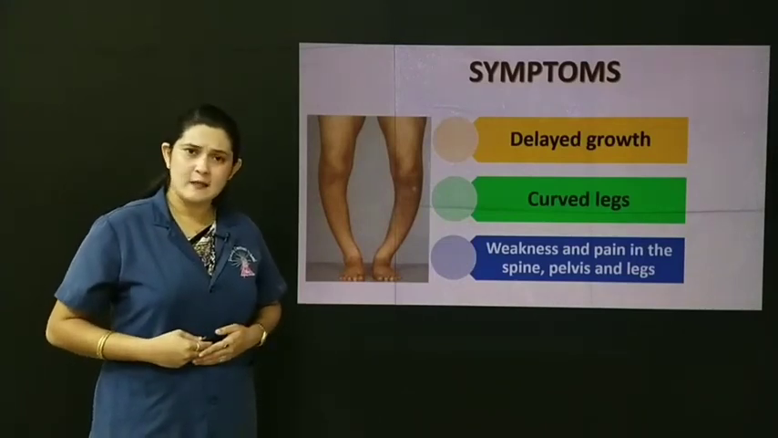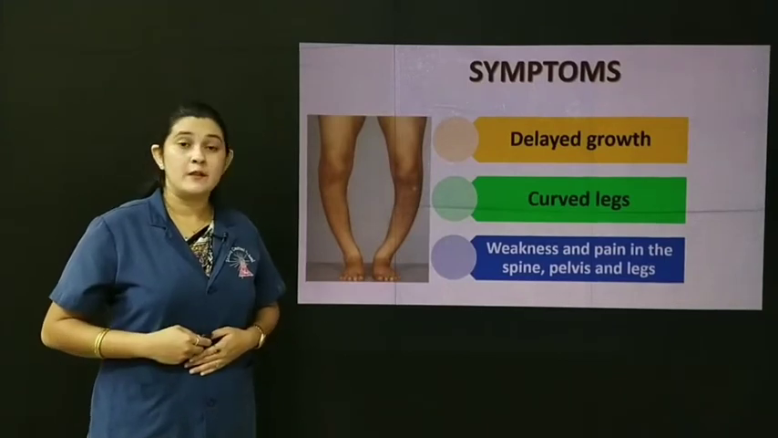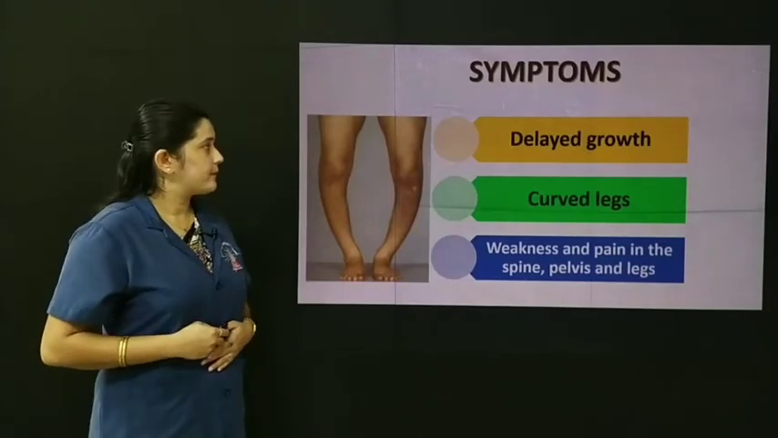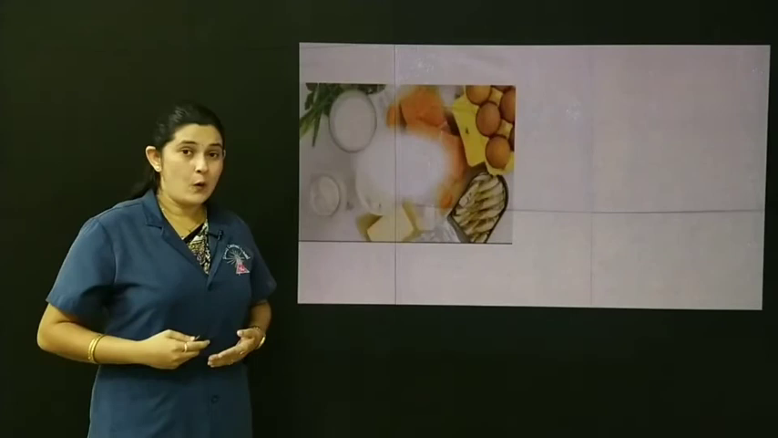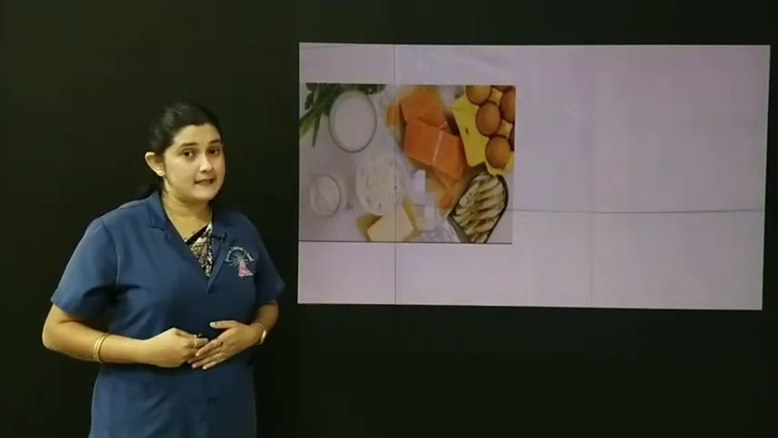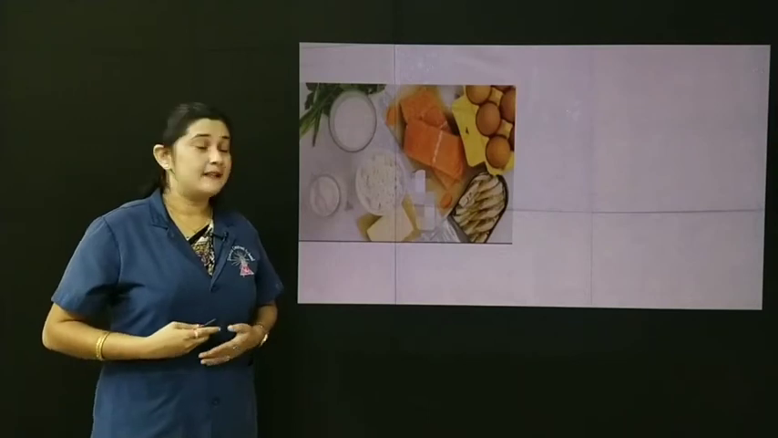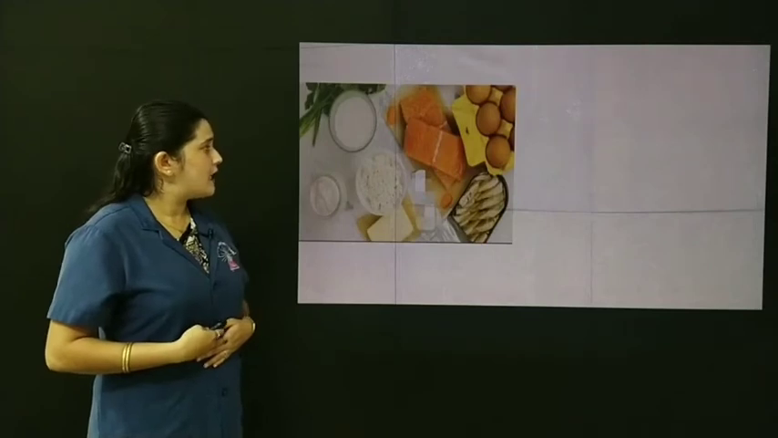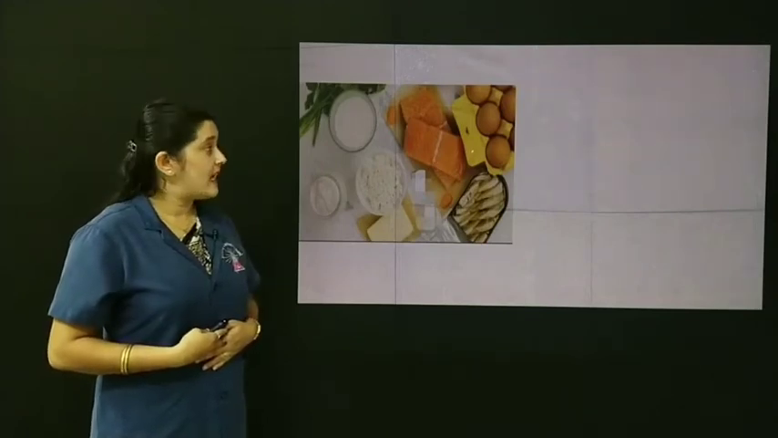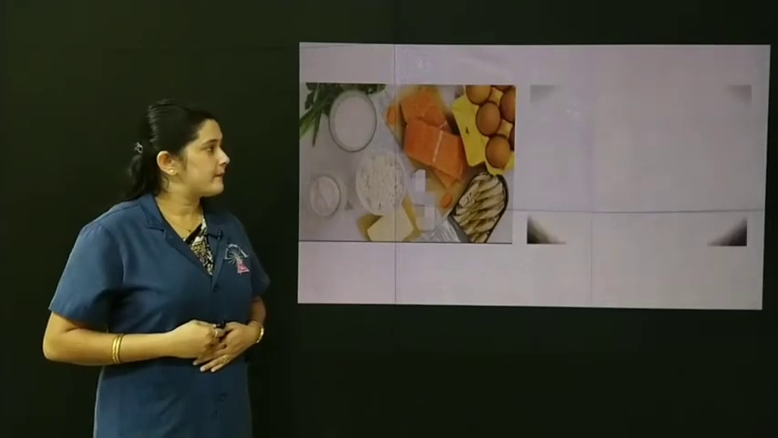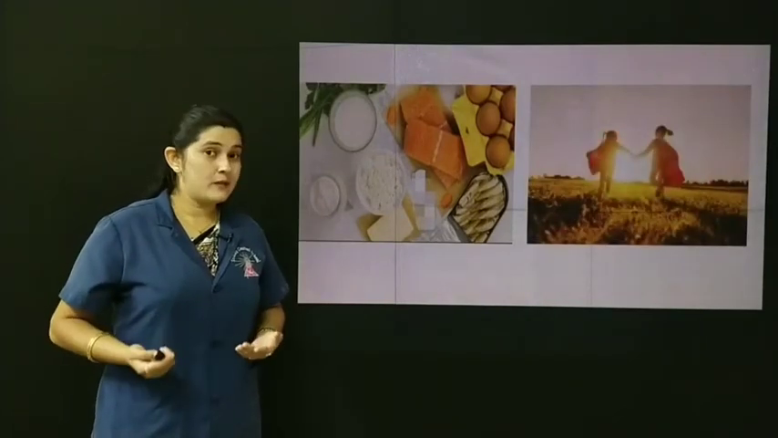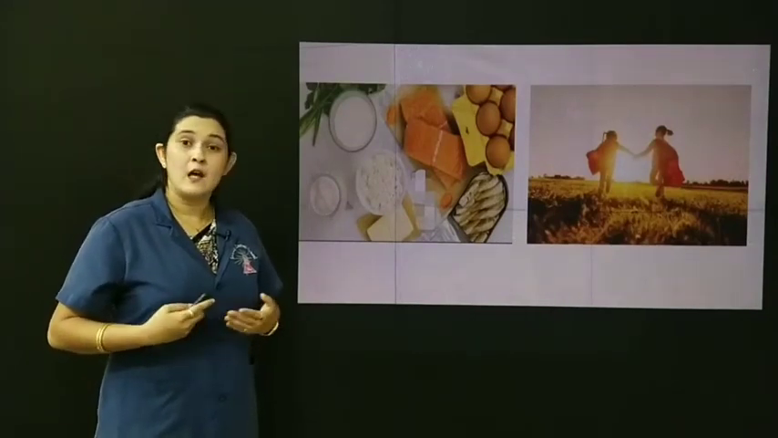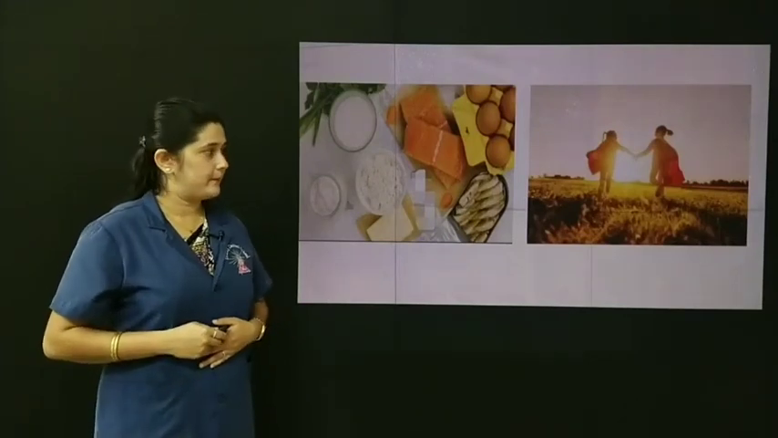How is this disease caused? This disease is caused due to the deficiency of vitamin D. So, the person who is suffering from this disease has to eat the food that is rich in vitamin D, that is curds, rice, meat and eggs, and also expose himself or herself to the morning sunlight, which is rich in vitamin D.